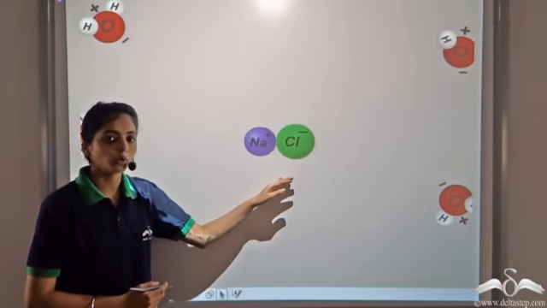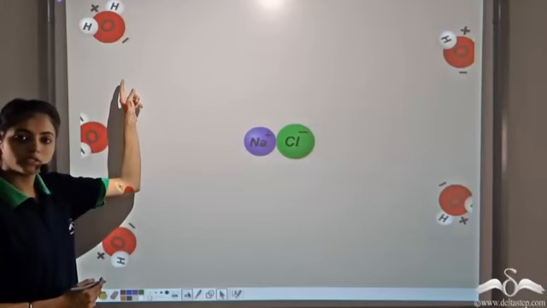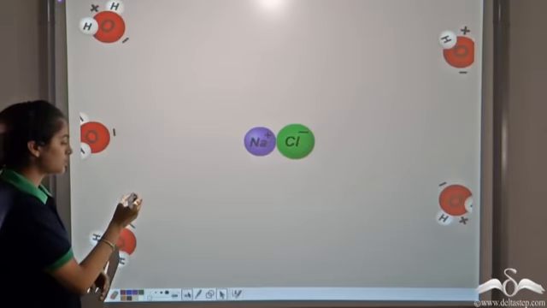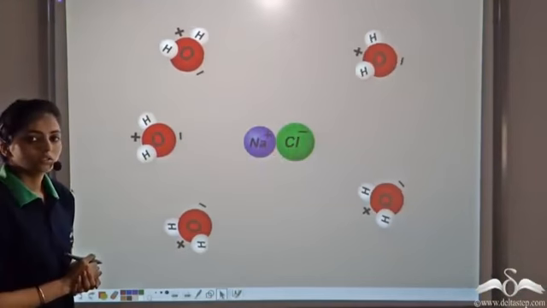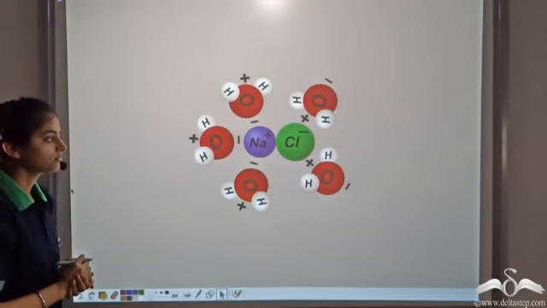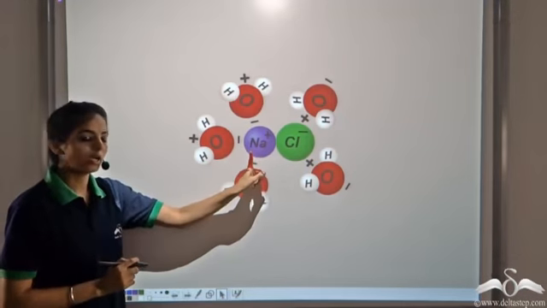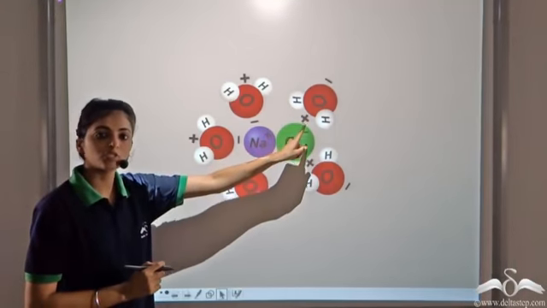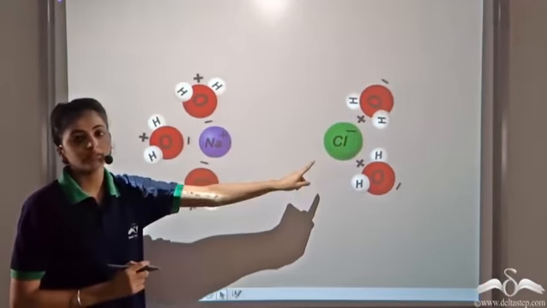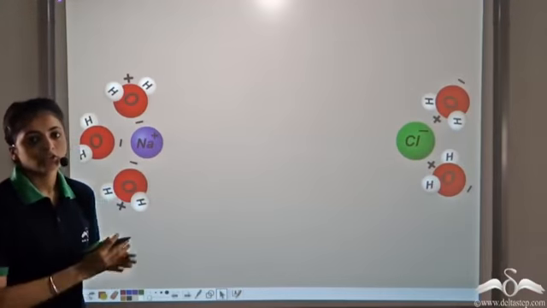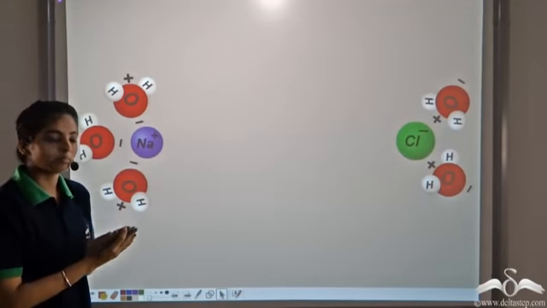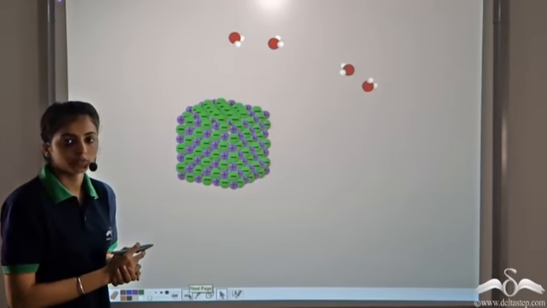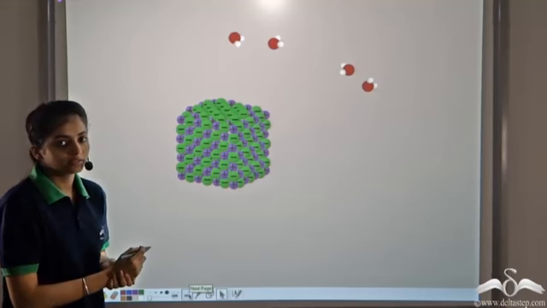Now when we add it in water, we know that in water, the oxygen end is slightly negative and the hydrogen end is slightly positive. So the oxygen end tends to attract the positive end, that is Na+, and the hydrogen end, which is positive, tends to attract the negative Cl-. So Na+ and Cl- separate out. This happens for the entire lump of salt, the entire NaCl crystal.